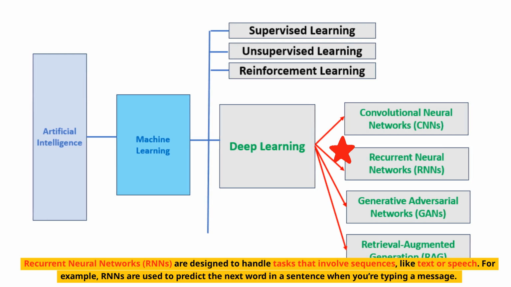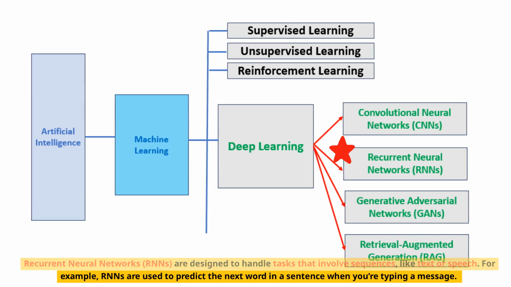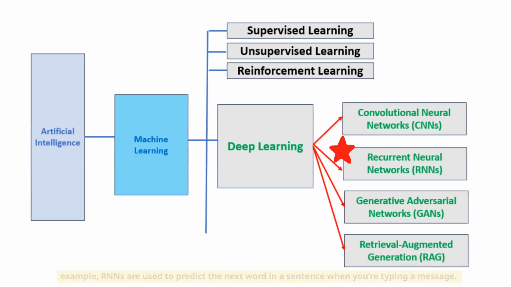Recurrent neural networks, RNNs, are designed to handle tasks that involve sequences, like text or speech. For example, RNNs are used to predict the next word in a sentence when you're typing a message.